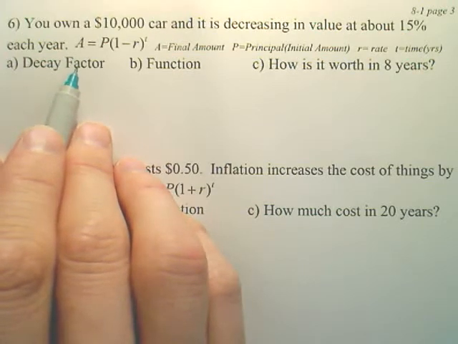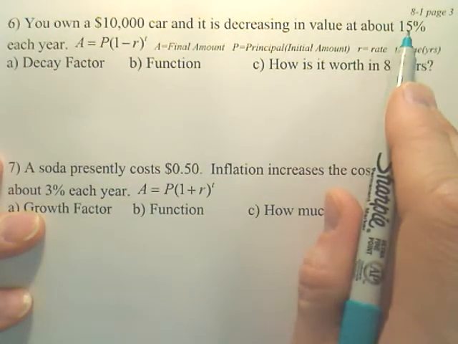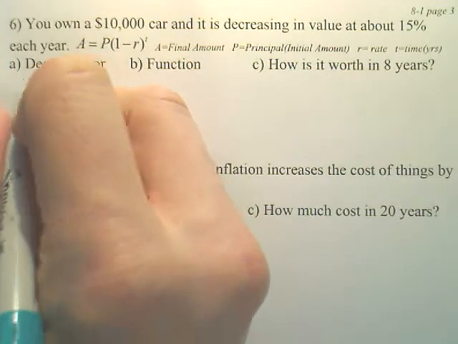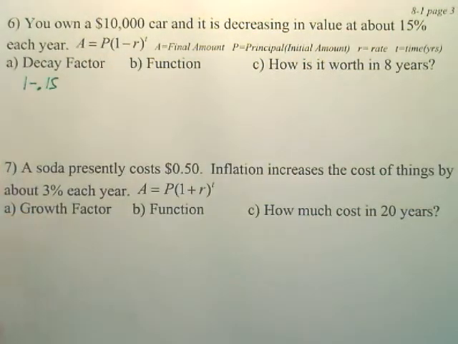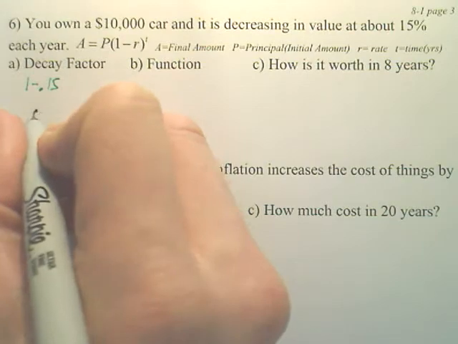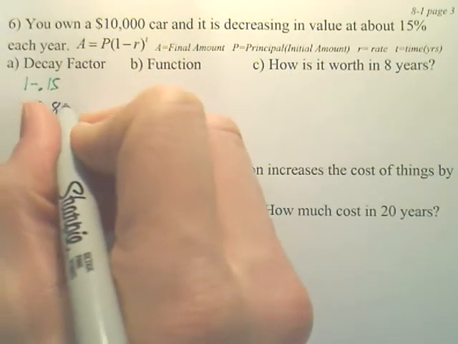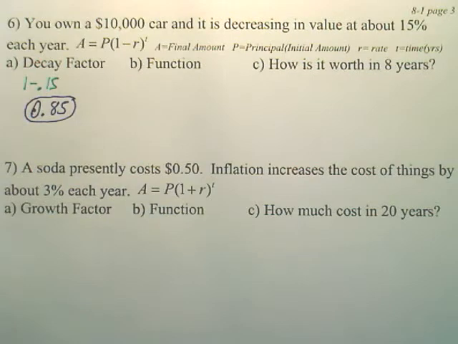Now, what's our rate of decay? 15%, but what's our decay factor? Our decay factor is 1 minus 0.15. You have to consider that. Decay factor is 1 minus 0.15, so our decay factor is 0.85. That is my decay factor.